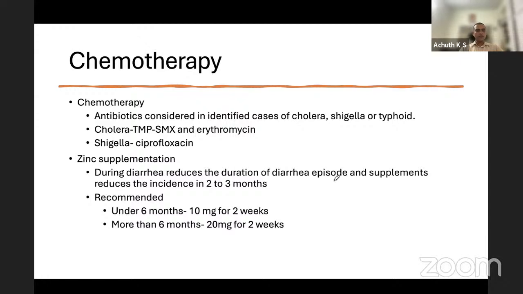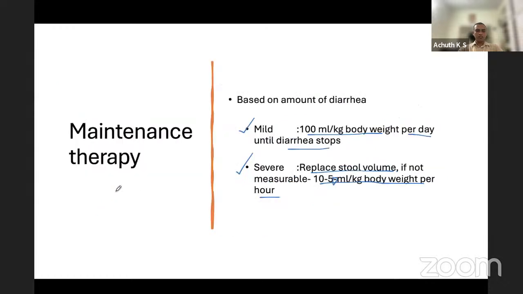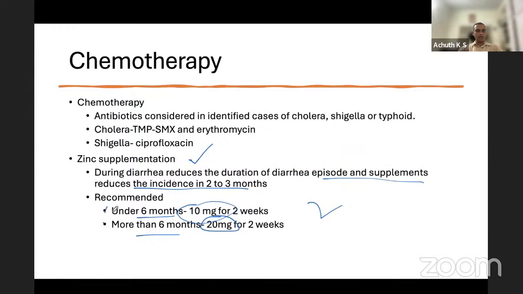And zinc supplementation during diarrhea reduces the duration of diarrhea episodes, and supplements reduce the incidence in the next 2 to 3 months. That means it is a protective supplementation. What is the recommended dose? It is given for 2 weeks. If it is under 6 months, it is 10 mg, more than 6 months, 20 mg for 2 weeks. Remember, fluids are divided based on under 12 months and more than 12 months, whereas zinc is under 6 months and more than 6 months.